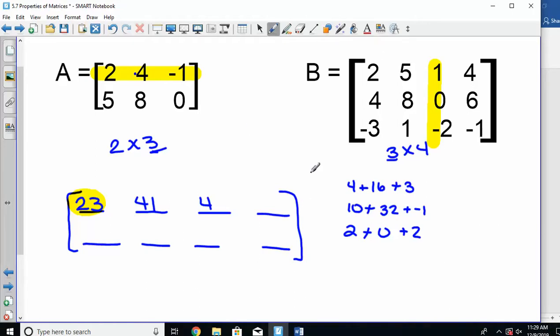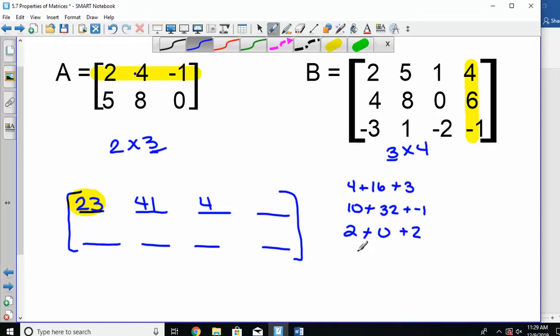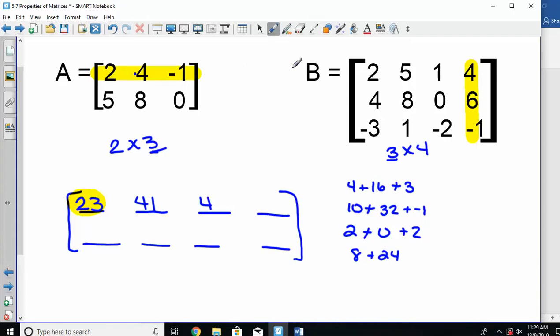Last, I want row 1, column 4, so you take row 1 times column 4. So 2 times 4 is 8. 4 times 6 is 24. Negative 1 times negative 1 is 1. And that gives us 33. Everybody follow that?